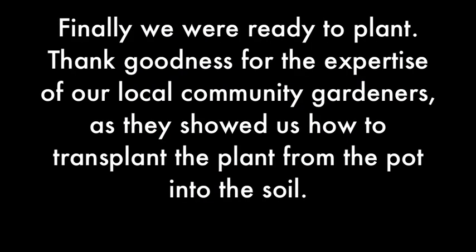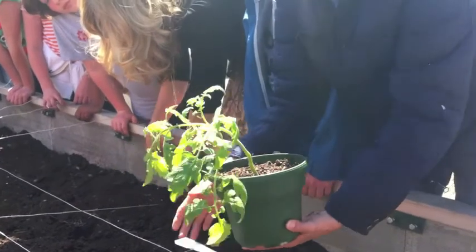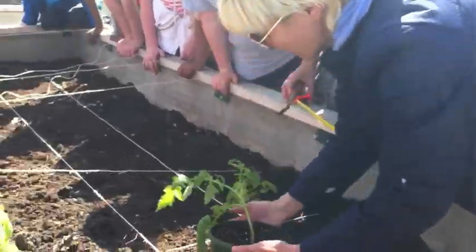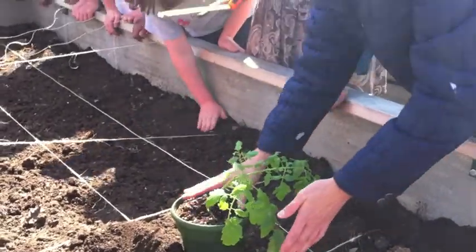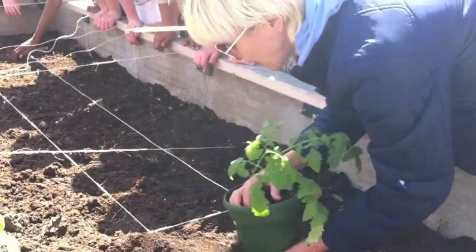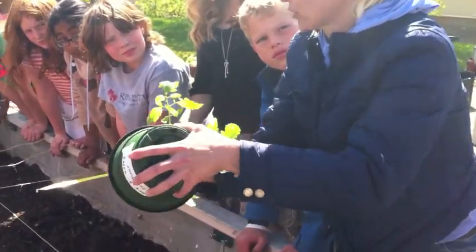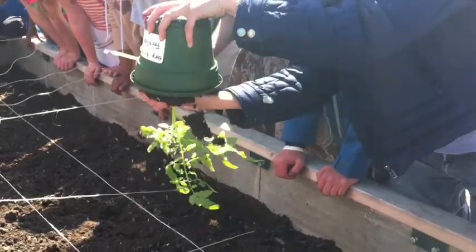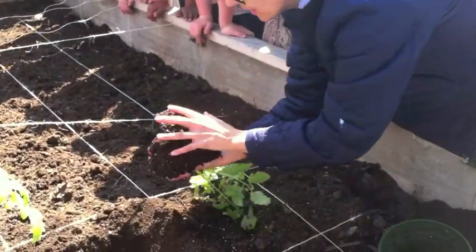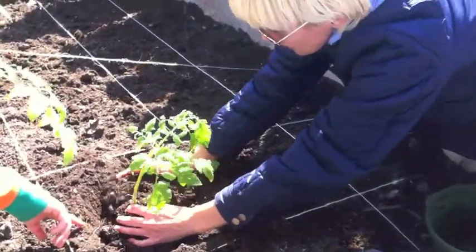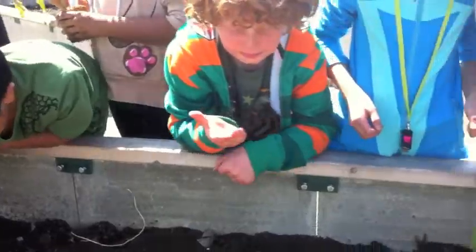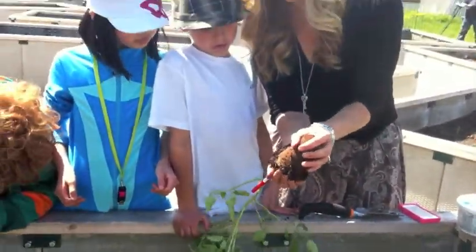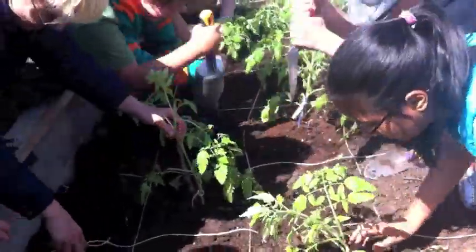Thank goodness for the expertise of our local community gardeners as they showed us how to transplant the plant from the pot into the soil. So what you need to do is you kind of wiggle. This is what my mom taught me, right? You wiggle and because the dirt's a little wet, it's better when it's drier, but you're just going to put your hand on here and cradle it. And you want to keep the root ball together. So you know what a root ball is? Yeah, okay. Like this, okay? And then you want to hold it, stabilize it. I'm having trouble myself. Oh, give me a hand. Okay, guys, hold it up. We call this staking it, so see how slowly.